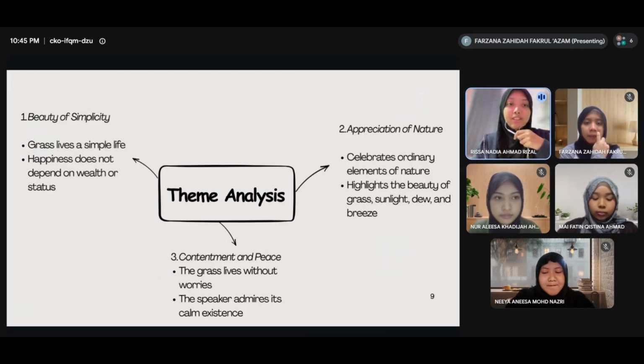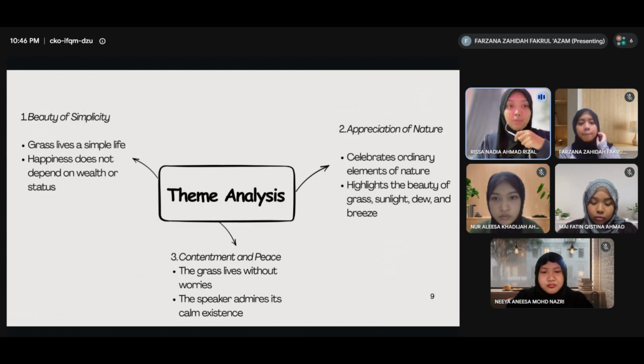So, for the theme analysis of the poem The Grass Has So Little to Do by Emily Dickinson, there are three main themes that can be identified. First and foremost, the theme of beauty and simplicity is clearly shown throughout the poem. The poet describes grass as something very simple and ordinary, yet she presents it in a beautiful and almost elegant way. Even something as small as grass is described with rich and poetic imagery, which shows that simplicity itself can be beautiful if we take time to notice it.